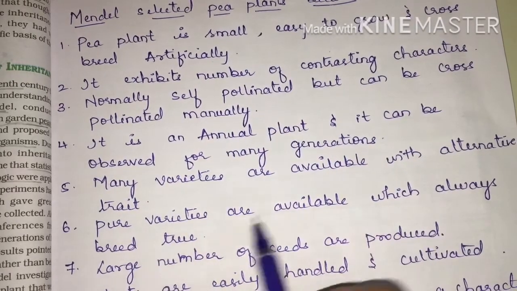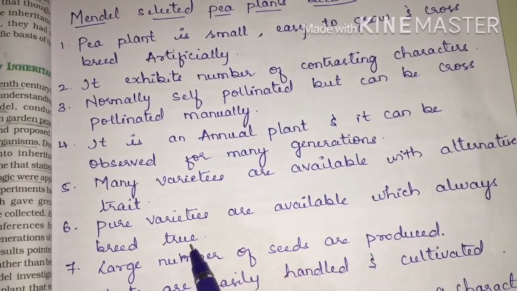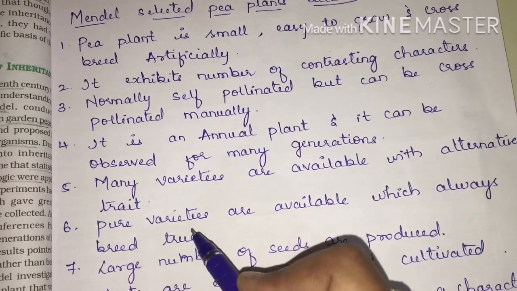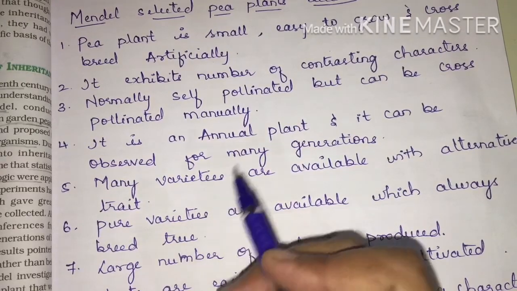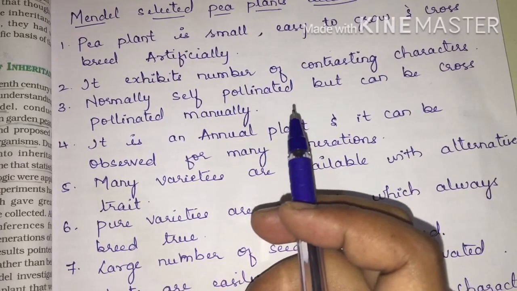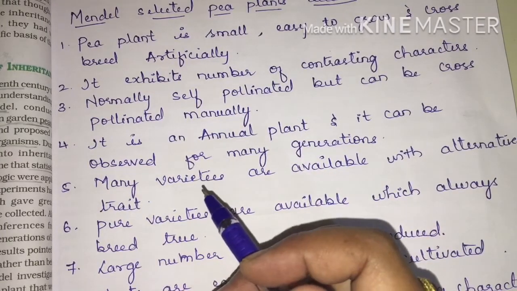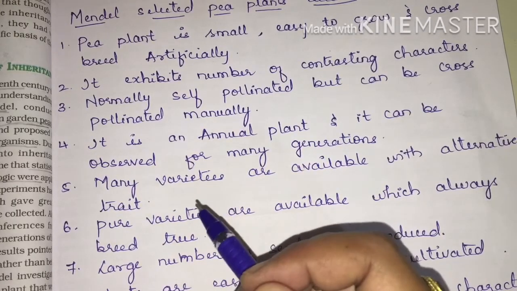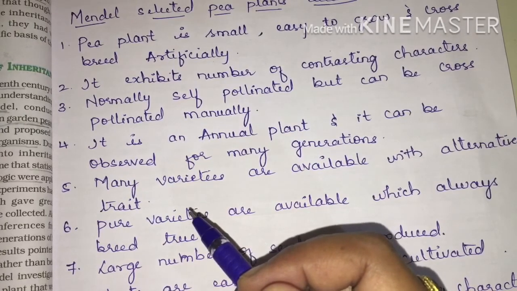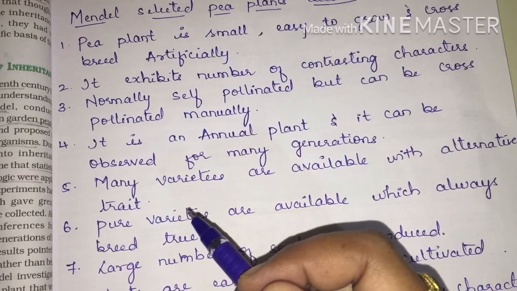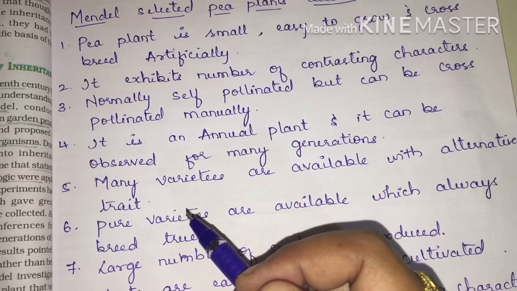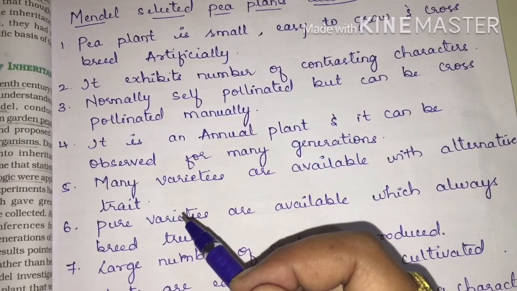Next, pure varieties are available which always breed true. Okay, pure varieties means which are not getting mixed with some other wild variety. Like a red color rose plant will always produce red color rose flowers. If it has been contaminated by what? Different pollen grains, but it does not undergo pollination, it is by vegetative reproduction. Rose plant will reproduce by vegetative reproduction, it will not reproduce by sexual reproduction. It is reproducing only by stem cuttings. I am just using an example so that it is easy for you all to understand.